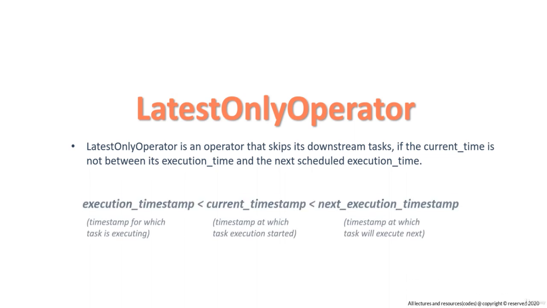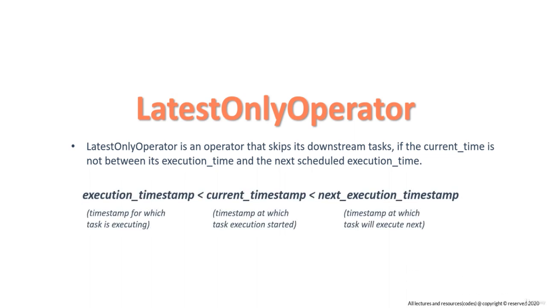Basically, this is the formula for it. LatestOnlyOperator will run only those tasks when the current time, that is the timestamp at which the task execution started, is between the task execution cycle time, that is the timestamp for which the task is executing, and its next execution time, that is the timestamp at which the task will execute next. Things will get crystal clear with an example. I'll show you the DAG file of the workflow which I just showed you.